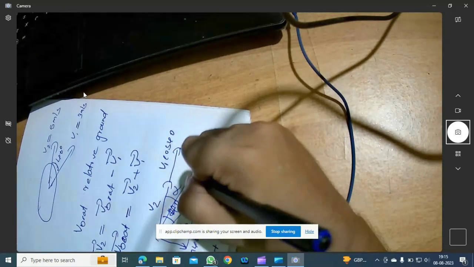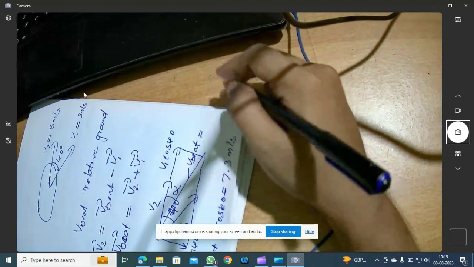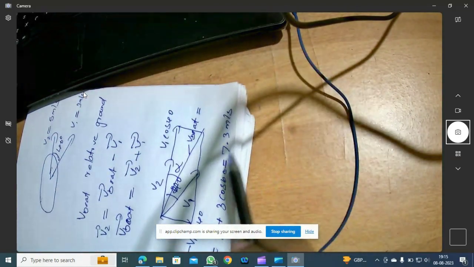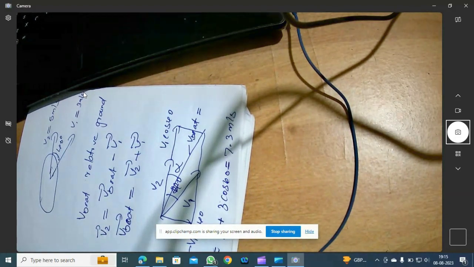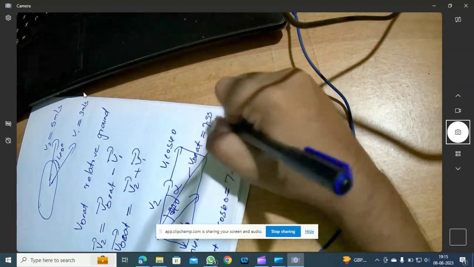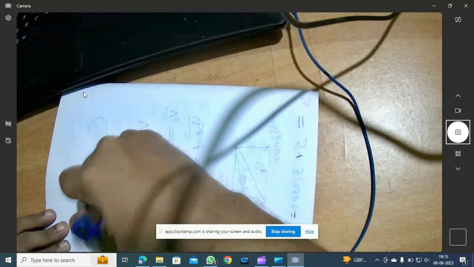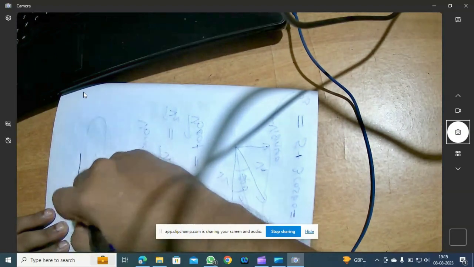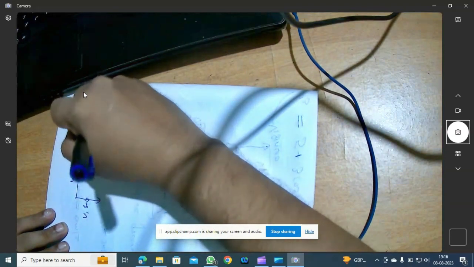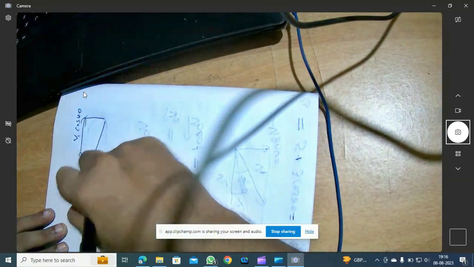So what is the velocity of the boat? This is v boat. How do we find out v boat? By squaring and adding 7.3 and 1.93, we will get 7.55 meter per second. And we can find out alpha. What was alpha? This is V1 sin 40, this is V2, this is V1 cos 40, and this angle is alpha.